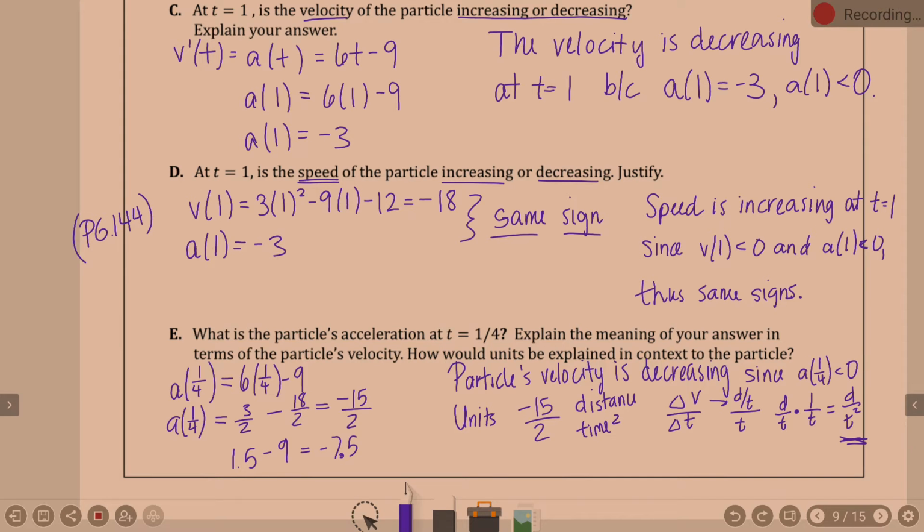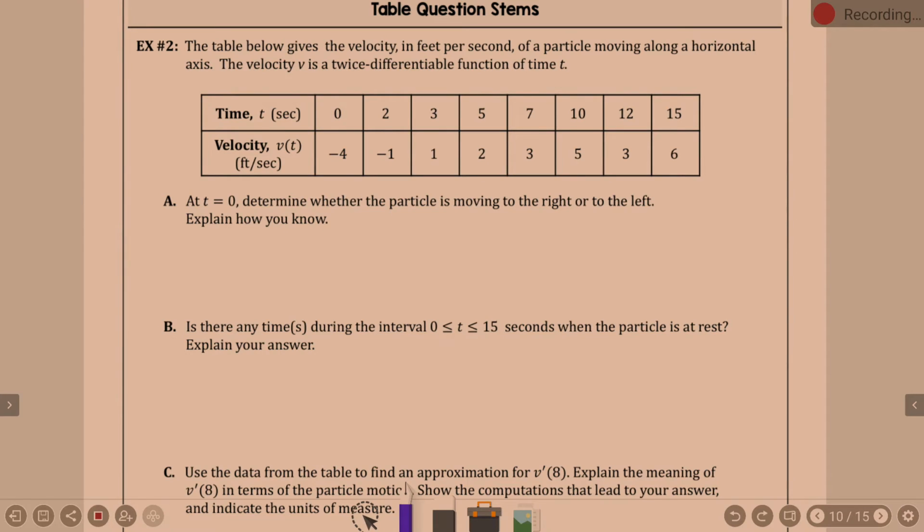Let's talk about a table problem. We've got table problems, graph problems, and calculator problems together. So we've got to book it. I've got to book it. Okay.